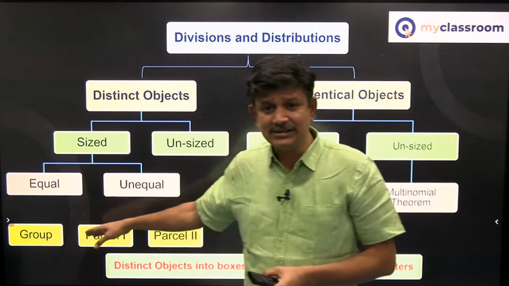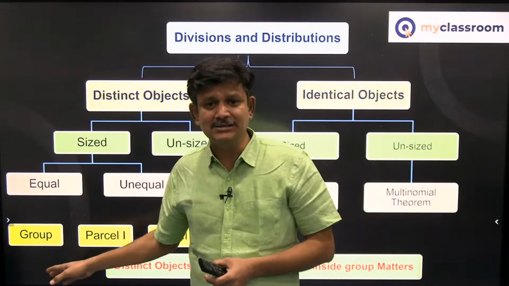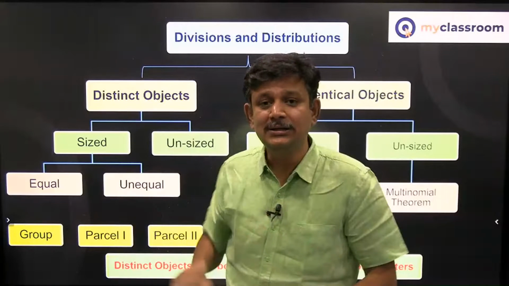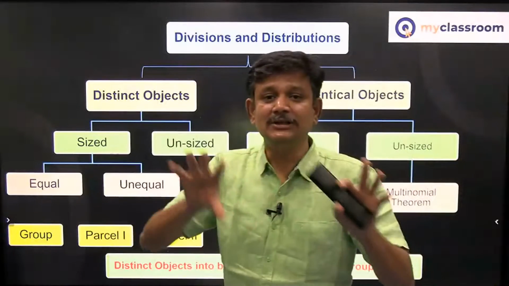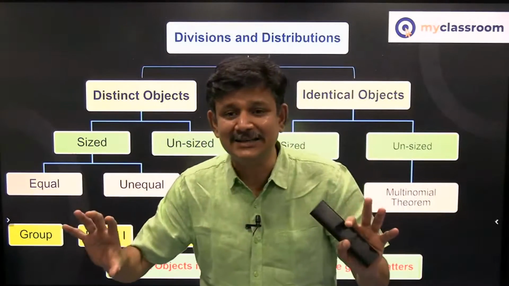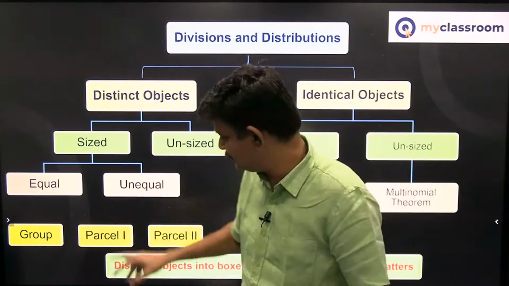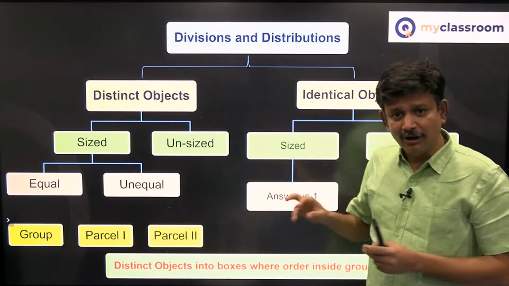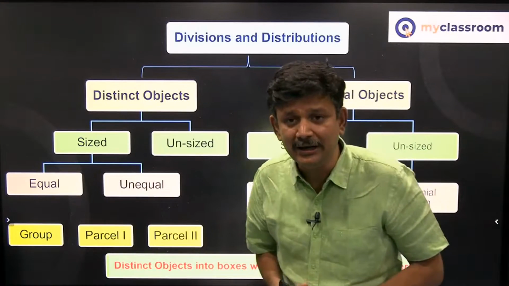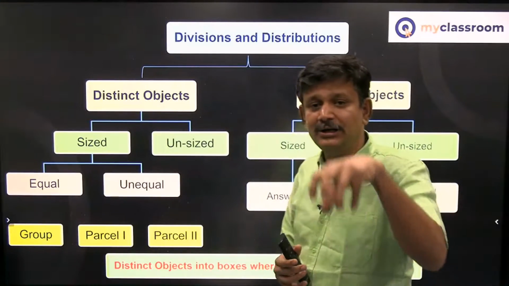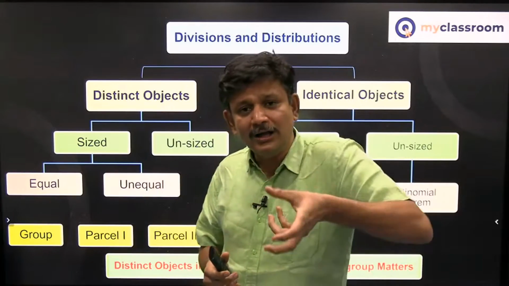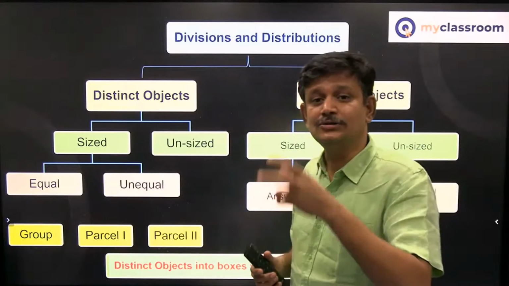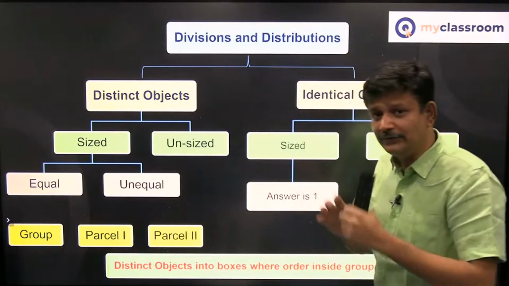So in each of these cases, you have groups or parcels. Group when the boxes are identical, order within the group matters, or boxes are distinct, or you are distributing among persons. That is when parcels come into picture. Now, other than this classification, there will also be one variety of question where distinct objects you are putting into different boxes, but order within the box also matters. Order within the boxes also matters. So let us look at all of this one by one.